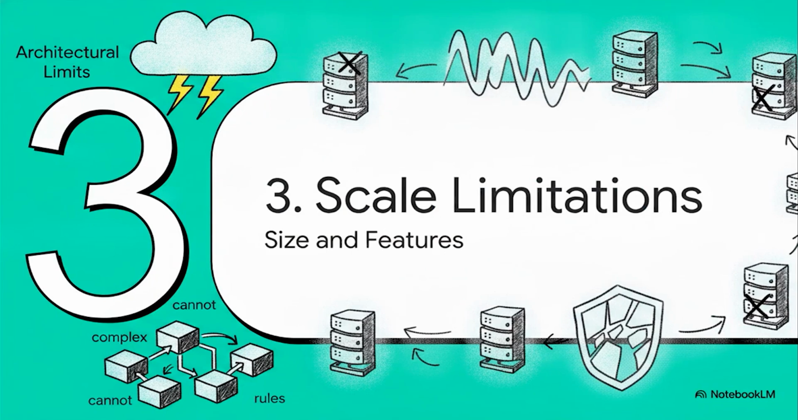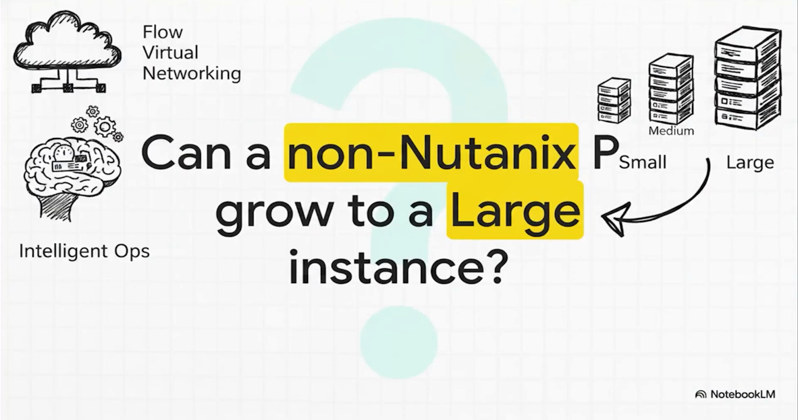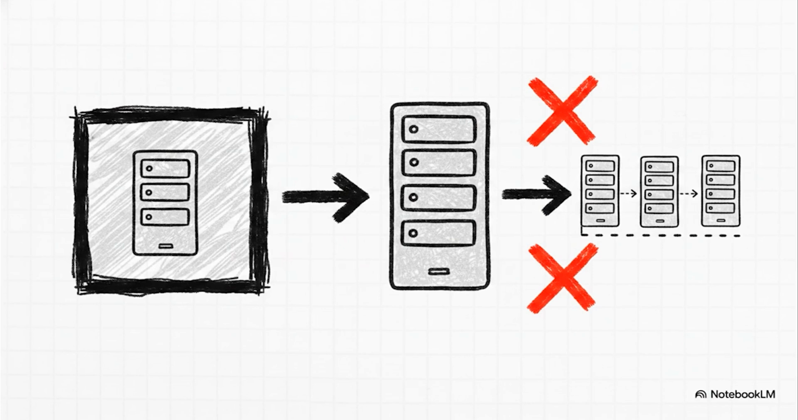Which brings us to Section 3, non-Nutanix scale limitations in terms of size and features. Let's put this into a real-world scenario, the exact kind of edge case they love to throw at you on the exam. Imagine you're the admin, and out of nowhere, you suddenly need massive compute resources for advanced features like Flow Virtual Networking or Intelligent Ops, but you're on a non-Nutanix setup. Can you just scale your deployment up to a large size to handle the load? The short answer, no way.